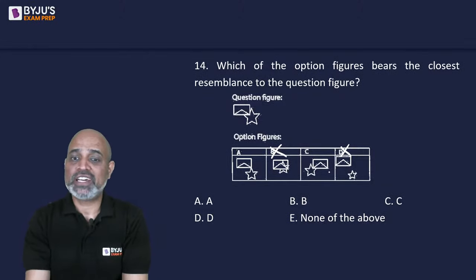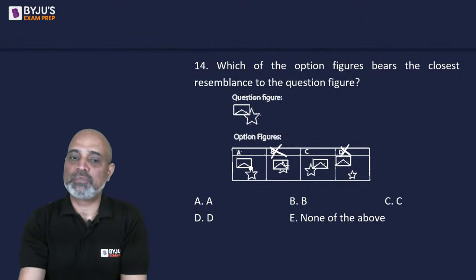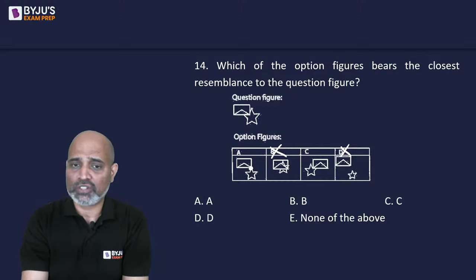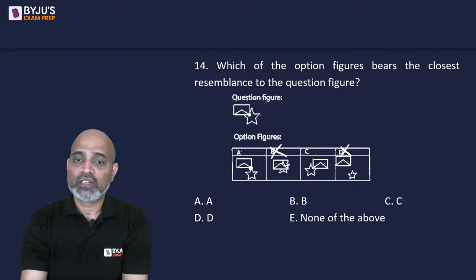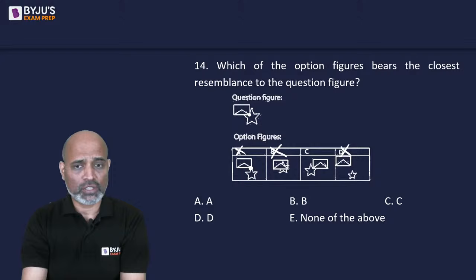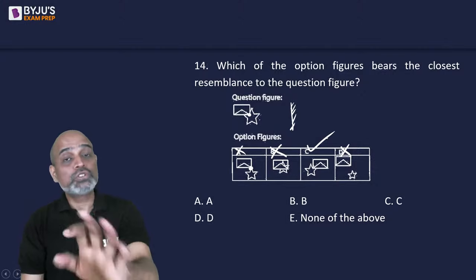Now, if you look at figures A and C, the vertex is touching the vertex of the envelope, but here the vertex is not touching. The inner vertex is touching the outer vertex of the envelope. So only one option remains, which is C. But then how are they related? Actually, they are mirror images, right? So if I draw a mirror, its mirror image becomes C. So that is the closest resemblance.